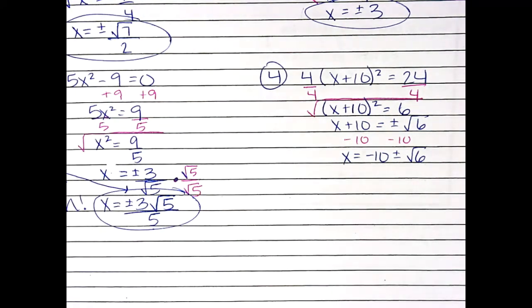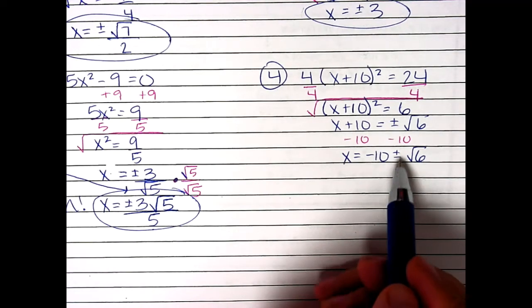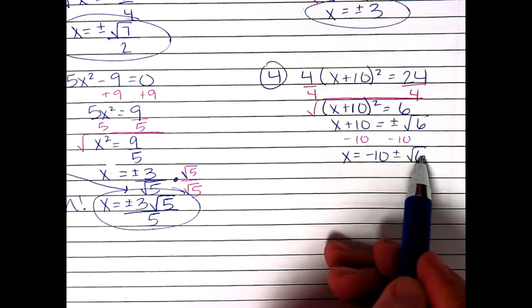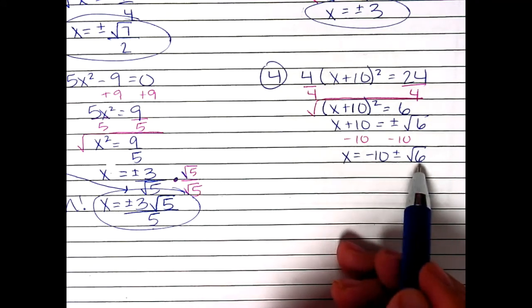Okay, on your homework, it is going to ask you to give the decimal approximation of both answers. You have to type it in twice. There is no plus or minus sign on your calculator. So you would do negative 10 plus radical 6 and negative 10 minus radical 6.